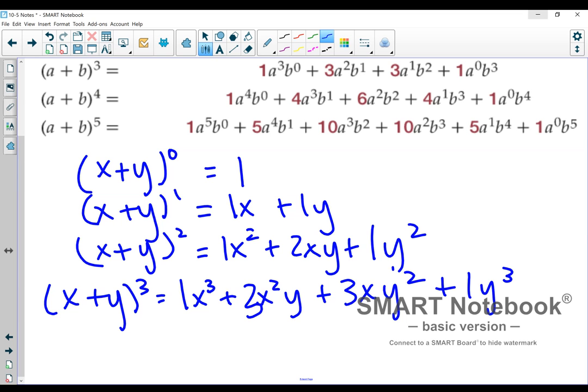So I think on this one, by the time we get to the third power, we can really clearly see how my x's are counting down. X cubed, x squared, x to the first power, x to the 0 power, which is just a 1, and my y's are counting up. Y to the 0, y to the first, y squared, y to the third, and then these coefficients, the 1, 3, 3, 1, come from Pascal's triangle.